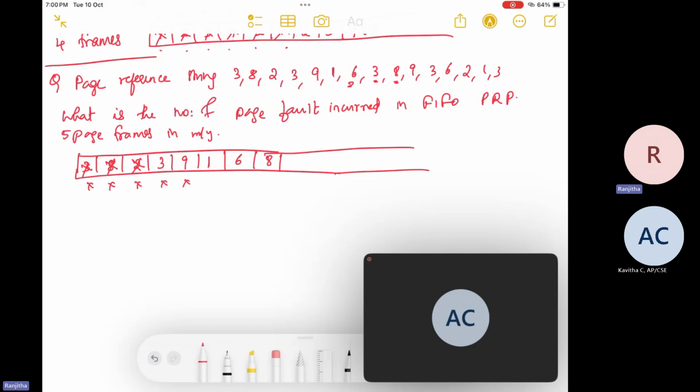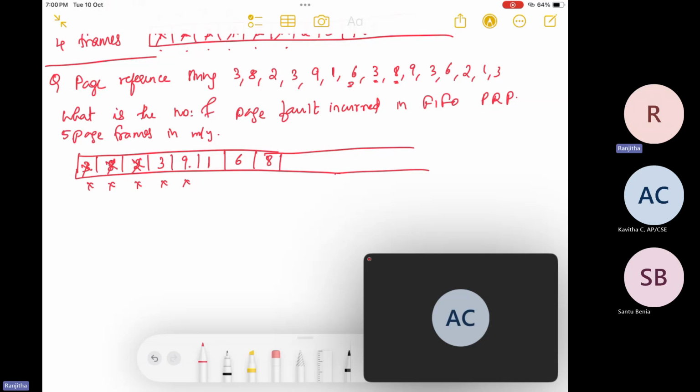9 is referred. 9 is available in the memory. Again 3 is referred. 3 is available. There is no page fault. Now 6 is referred. 6 is also available. 2 is not available. So there is a page fault followed by a page replacement.